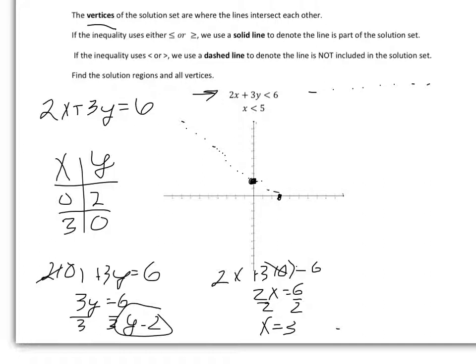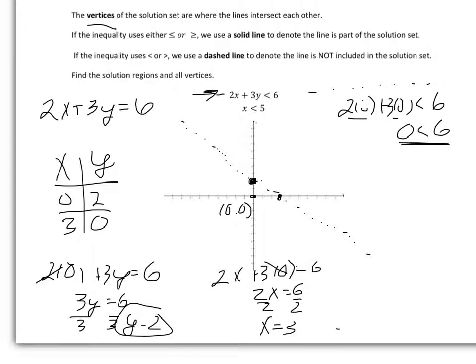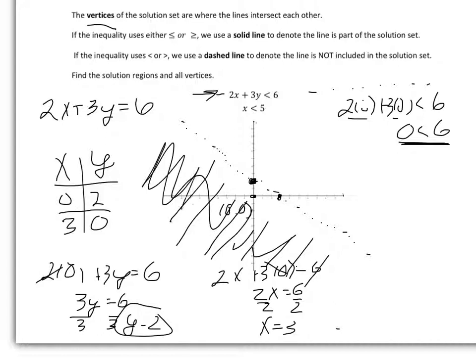Recall, because we have less than, we want to do a dotted line that goes through those 2 points. Now, for the test point, we want to pick any point that's not on the line. I'm going to pick the point (0, 0). We plug this into our original inequality: 2 times 0 plus 3 times 0. Is that less than 6? Well, 0 plus 0 is 0, and 0 is less than 6. Because this is a true statement, (0, 0) is part of our solution set, so we're going to shade down. If we just had the one line, this whole area underneath this line would be our solution region.